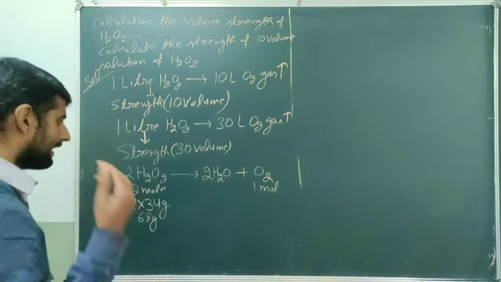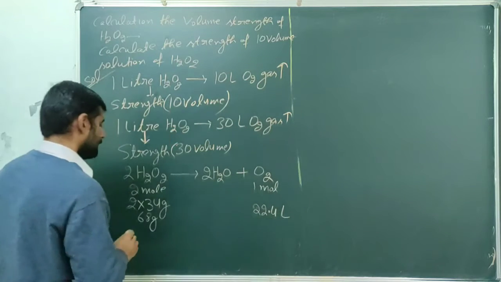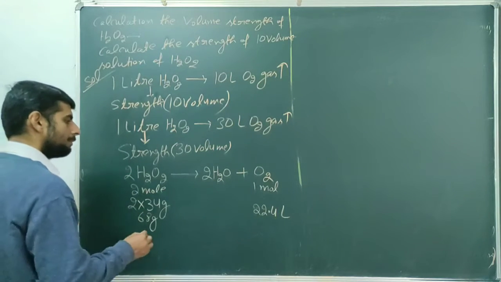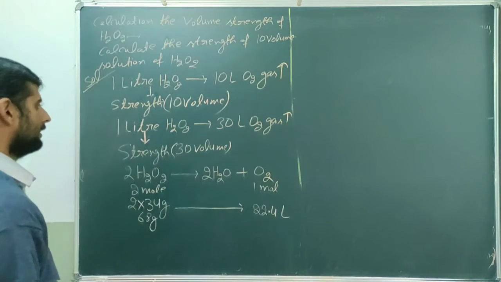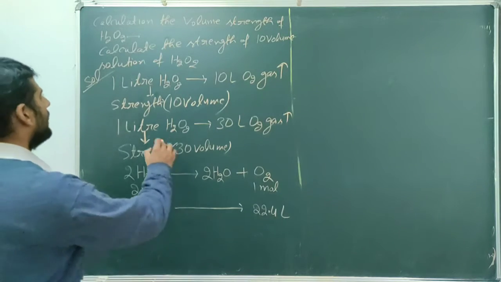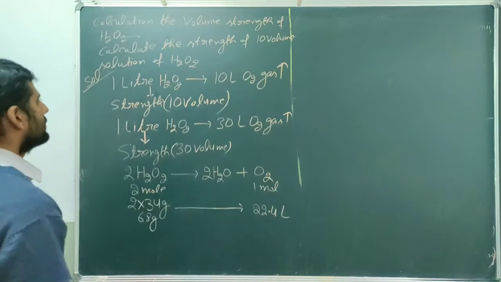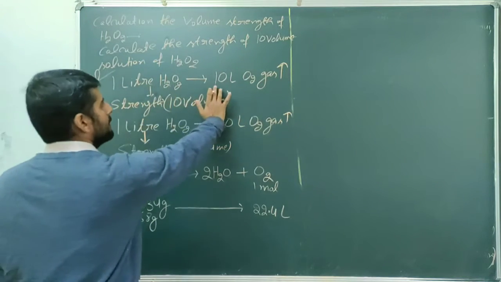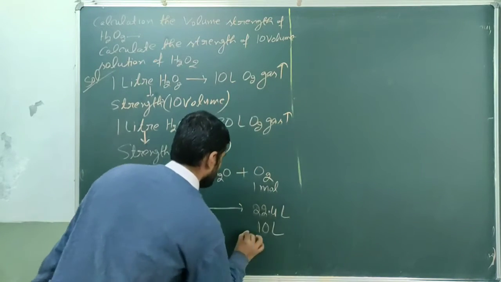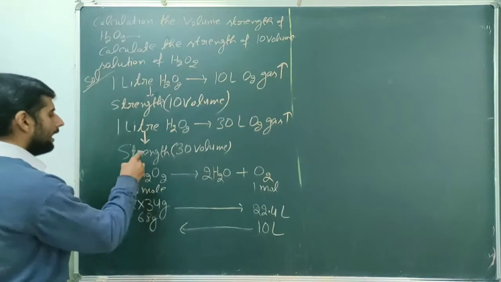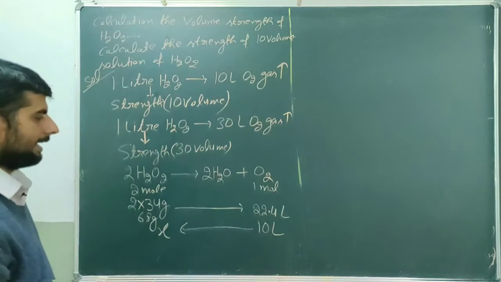So 1 mole O2 I can write as 22.4 liter. So 68 gram H2O2 will produce 22.4 liter oxygen gas. So what do I have to calculate? I have to calculate the strength of 10 volume solution of H2O2. So 10 volume solution means 1 liter H2O2 will produce 10 liter oxygen gas. So for 10 liter oxygen, what is the amount of H2O2 that I have to calculate? Suppose it is X.